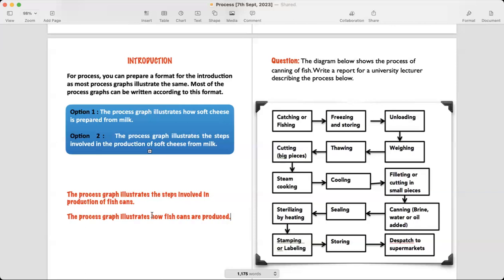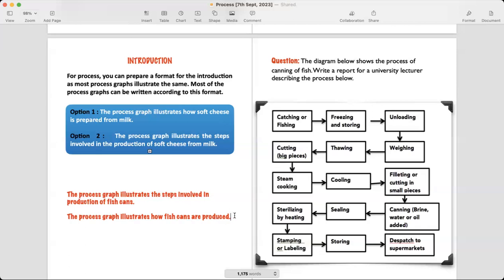So if you say that, directly you'll make it. How fish cans are produced. Just use that, use your native language to your advantage. कैसे fish cans बनाए जाते हैं. Simply बोलो और लिख दो उसको English में. That's it. Just translate it word by word. कैसे how fish cans बनाए जाते हैं. Fish cans are produced. So just use it and make it.